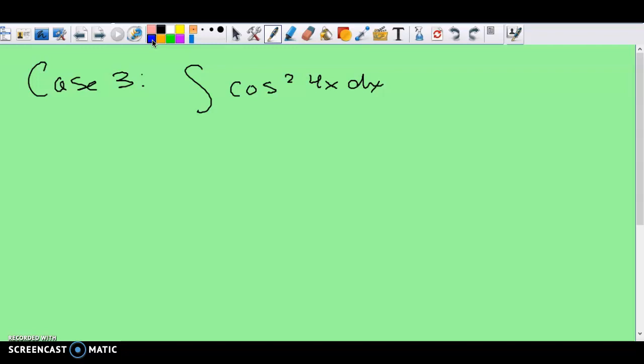So I'm going to rewrite this because this is cosine squared of 4x, and this is what really makes this one different. I'm going to rewrite this as 1/2 times 1 plus cosine 8x. Okay, so these are going to be equivalent statements, and that's what you need to remember.